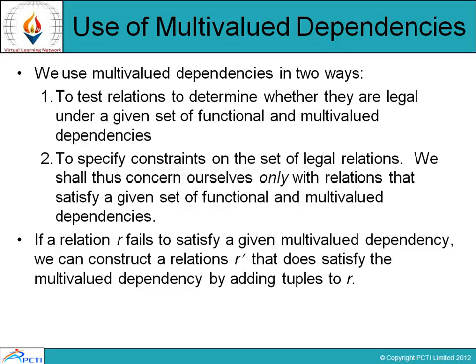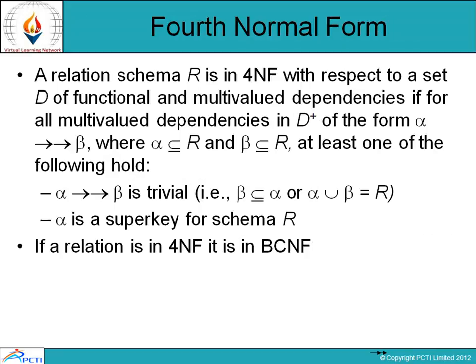We shall thus concern ourselves only with relations that satisfy a given set of functional and multi-value dependencies. If a relation R fails to satisfy a given multi-value dependency, then we can construct a relation R' that does satisfy the multi-value dependency by adding tuples to relation R. That is the fourth normal form we are talking about, that is multi-value dependency. One thing can depend on many things.